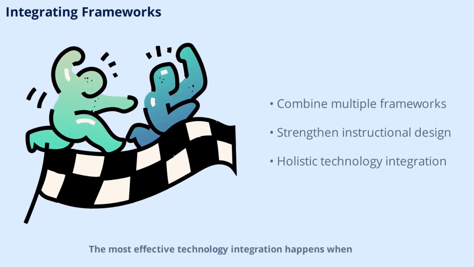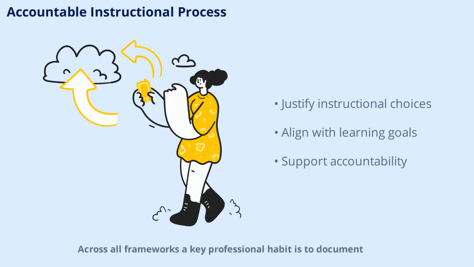The most effective technology integration happens when you combine the lenses of backward design, TPACK, SAMR, UDL, and ICT competence. Rather than applying each framework separately, look for ways they can inform and strengthen each other in your planning and teaching. Across all frameworks, a key professional habit is to document your decisions and the evidence supporting them. This turns resource selection and lesson design into an accountable instructional process, ensuring your choices are justified and aligned with learning goals.